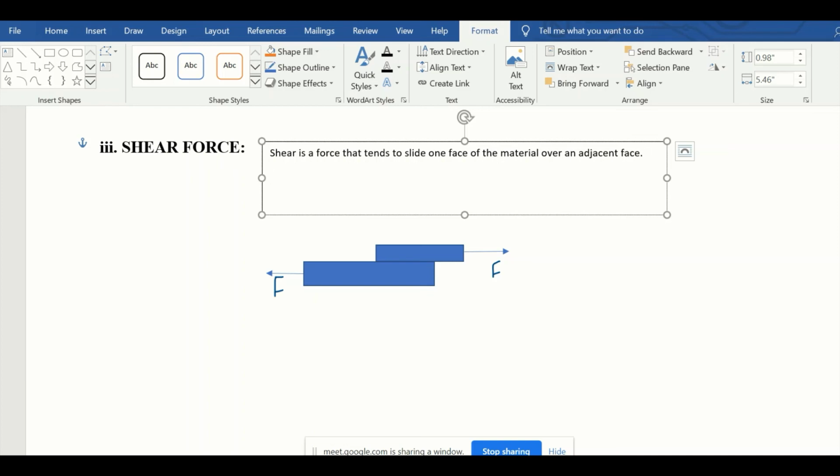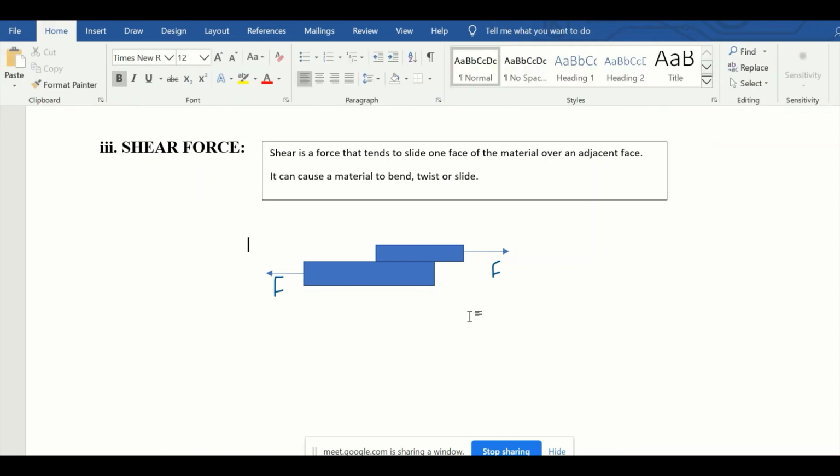Now, I want us to note that the effect of shear force is this. A shear force can cause a material to bend, twist, or slide. It can even break the material. So we are saying that it can cause a material to bend, twist, or slide. That is the effect of a shear force acting on a material.